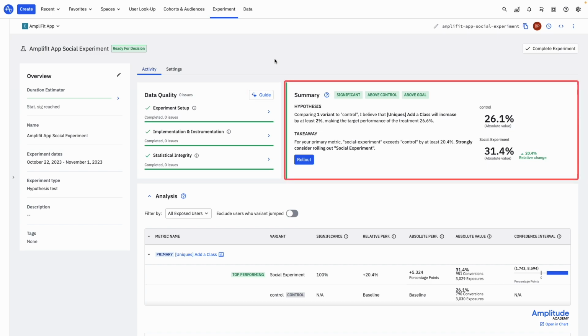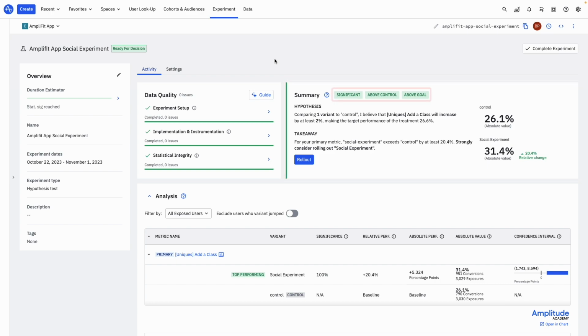Next is a summary, including your hypothesis as defined by the goals we set at the beginning, the performance of each variant, and a takeaway. You may also see some indicators letting you know if your test was significant or not, above or below the control, or above or below the goal. We can already see that our experiment was significant, that the treatment outperformed the control, and was above the target goal. The takeaway says to strongly consider rolling out social experiment. Before I do that, let's look at the data.